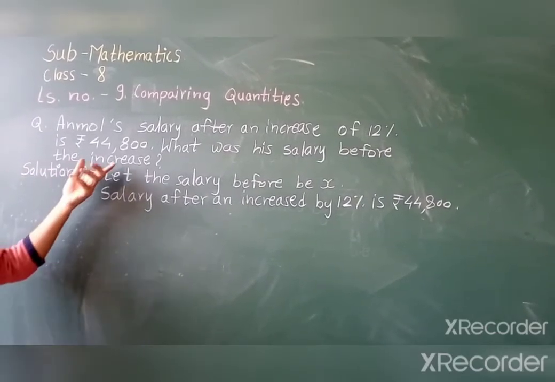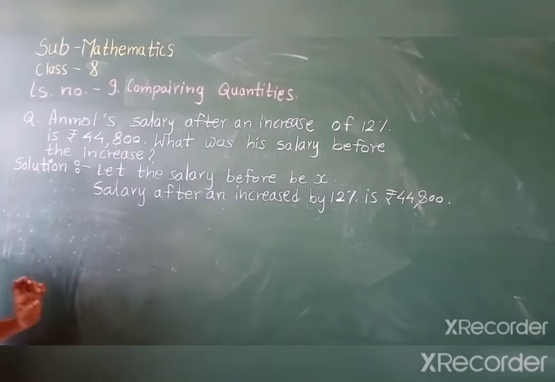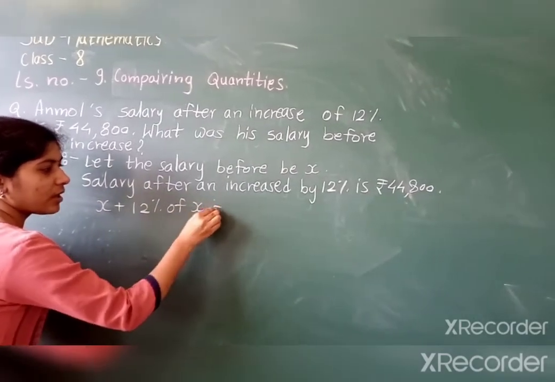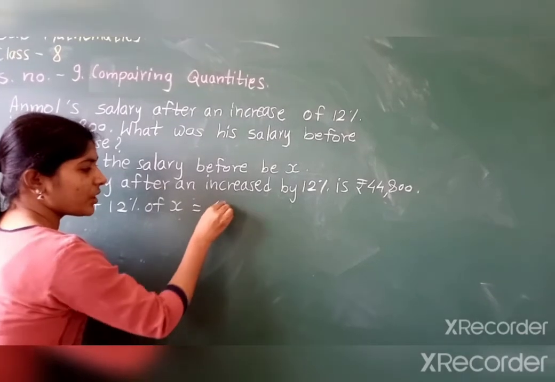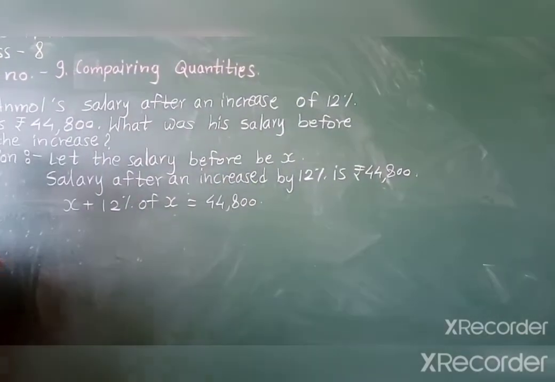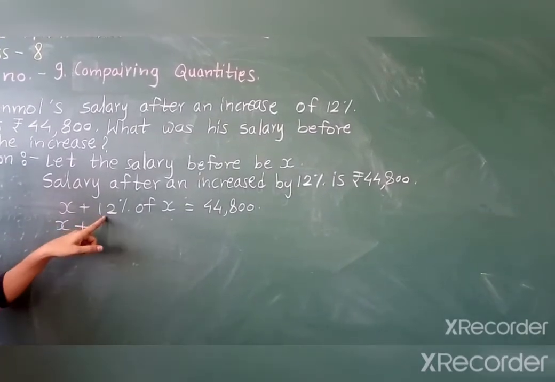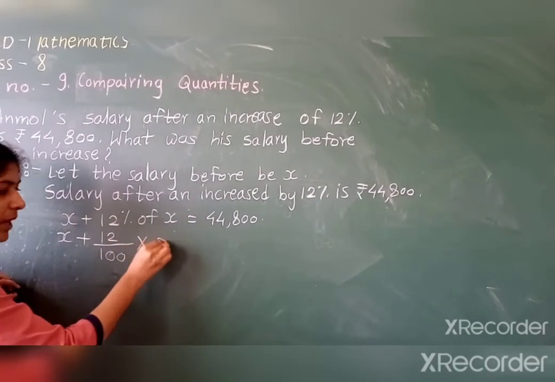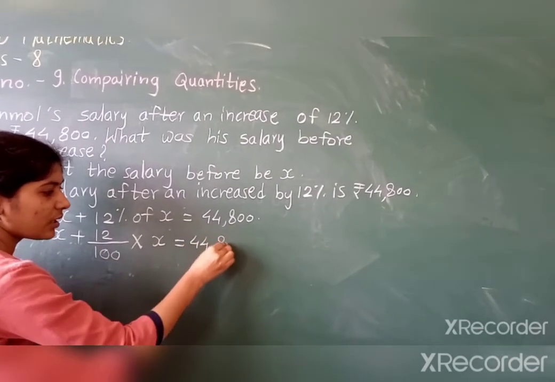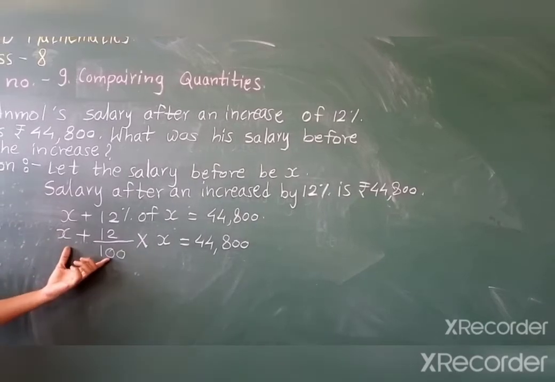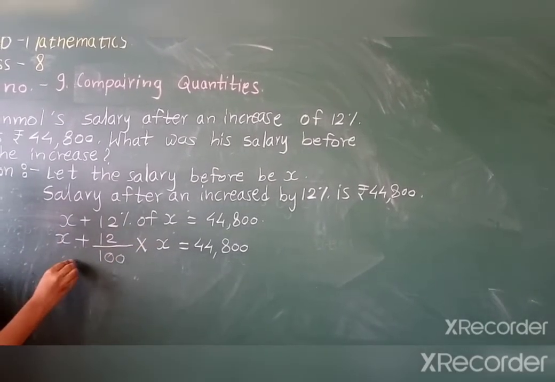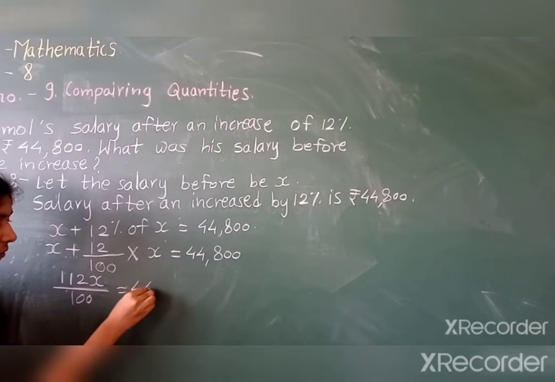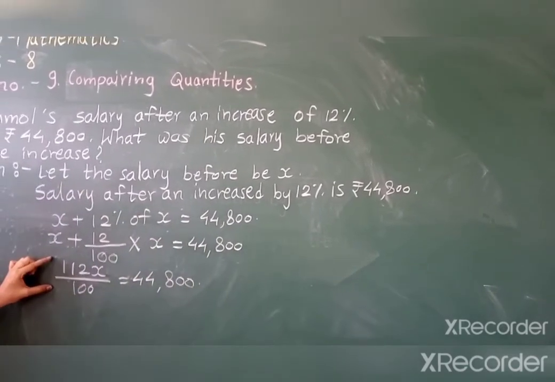Now, what is the salary before the increase? That is X. So class, here X plus 12% of X, he gets a salary that is 44,800. So X plus 12%, in a fraction we can write 12 by 100 of X, it means multiply by X, is equal to 44,800. Then let's simplify this. After simplifying, we get 112 X by 100 is equal to 44,800.